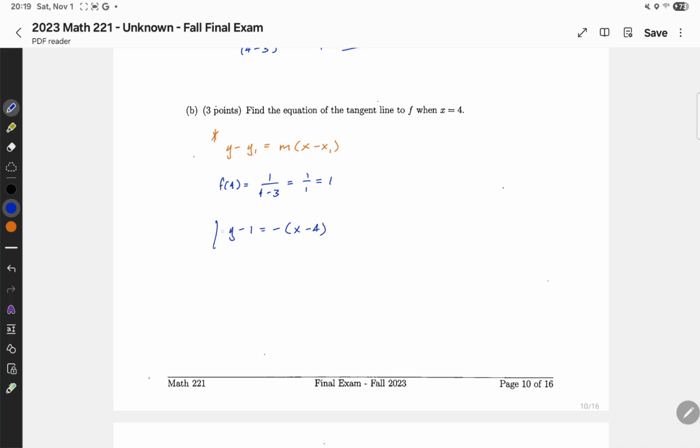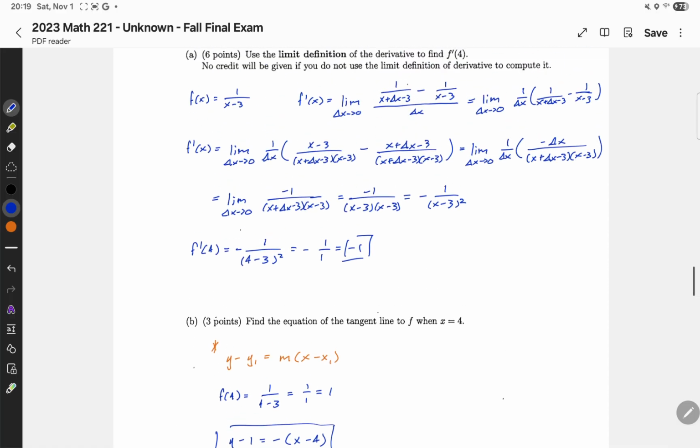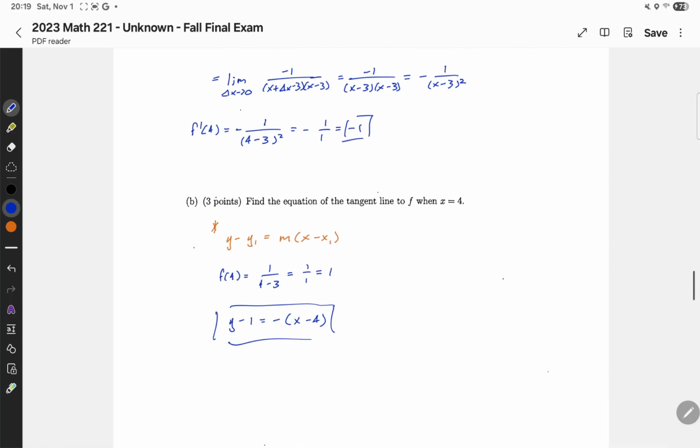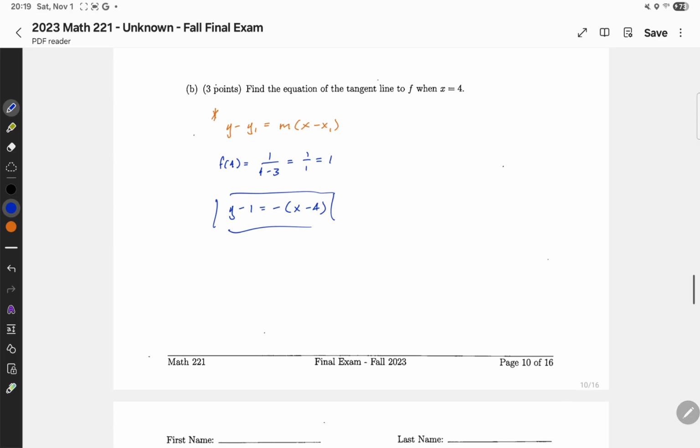And this should be a perfectly good answer. Yeah, it doesn't specify, so this should be fine. I'll go ahead and put it in y equals mx plus b form just in case. But you should be fine with this on your test. We have y minus 1 is equal to minus x plus 4. And y is equal to minus x plus 5, just like this. This is also an answer. Both of them, of course, are the exact same line.